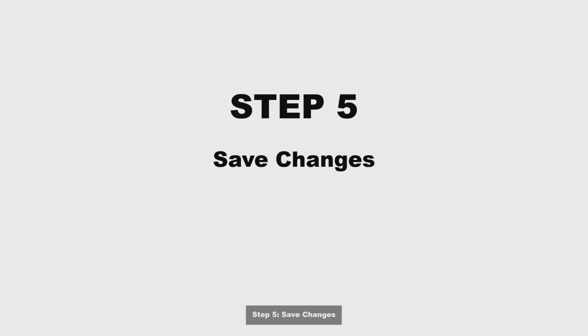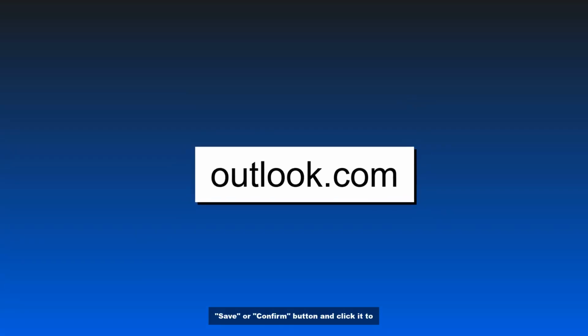Step 5. Save changes. After entering your new payment information, ensure you save the changes. Look for a Save or Confirm button and click it to finalize the update. Once you've completed these steps, your payment information will be updated. Regularly check your account to ensure everything remains accurate.